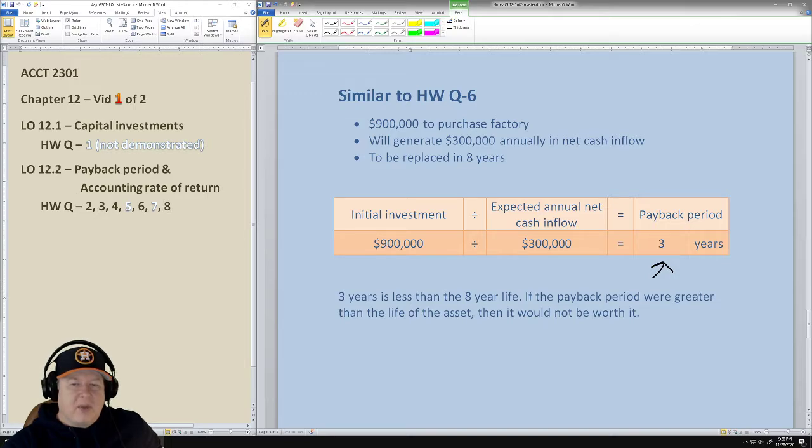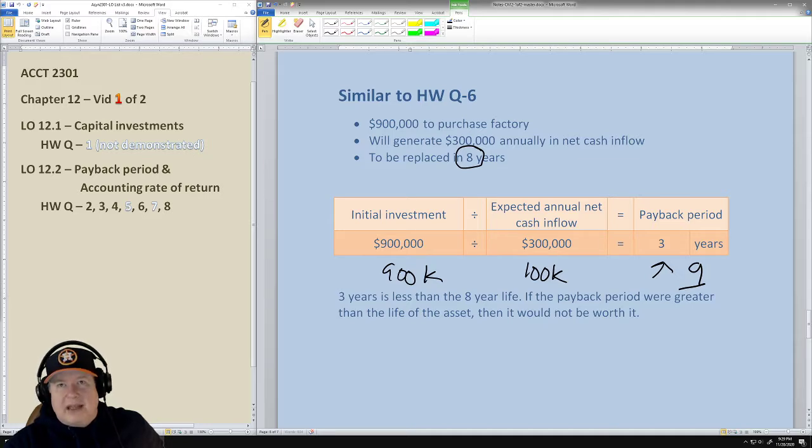Important to compare and contrast is that it will be replaced in 8 years. If for whatever reason, let's say this was 900,000, and instead of the cash flow being 300,000, the cash flow was 100,000. Well, 900 divided by 100 would be 9. So we would have it for 8 years, replace it, and then we would still be paying on it for another year.